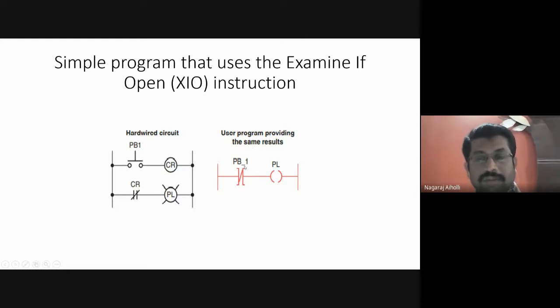For push button 1, I am using the examine if open instruction. Examine if open instruction means if the switch condition is open, then the output has to be energized. Correct? If the input condition is in open state, then the pilot light is energized. For that reason, we are using the XIO instruction, examine if open instruction. One is an open bracket, another is a close bracket, then a slashed line across the two brackets. This is our examine if open instruction, XIO.